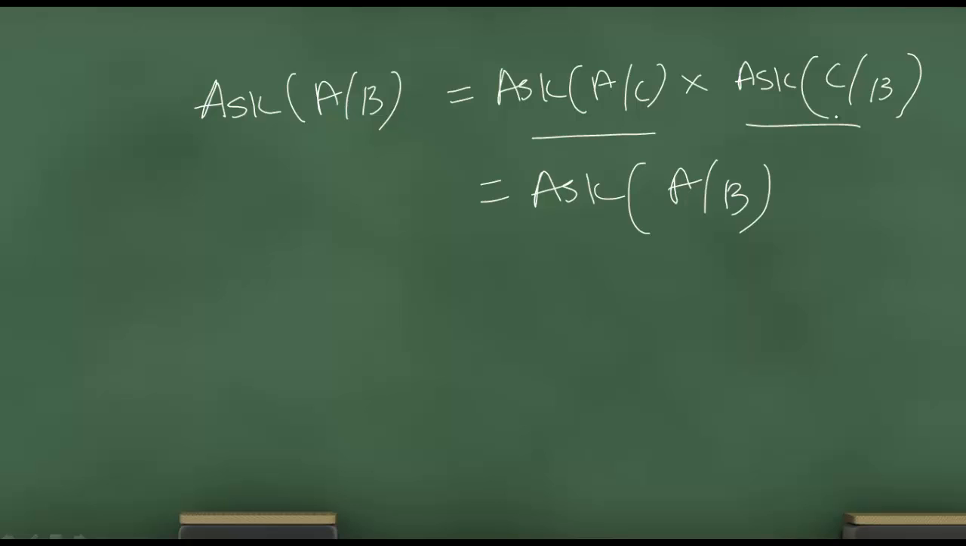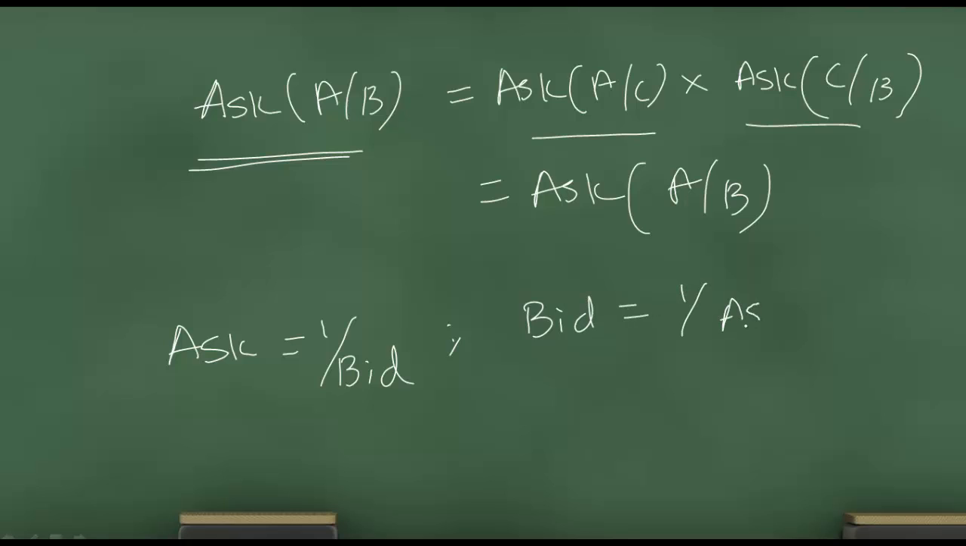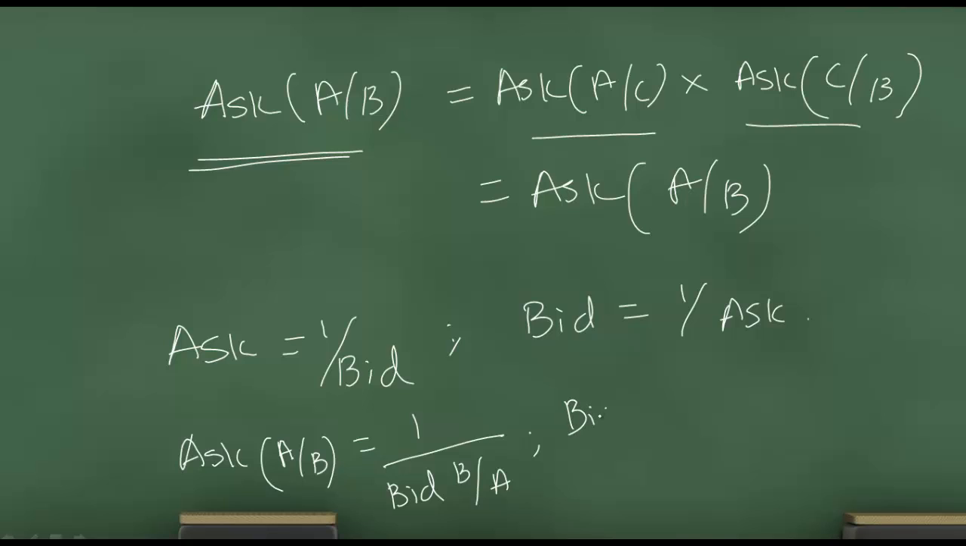To find this ask A by B, you can go for the two-way quote conversion process, wherein we know that ask is 1 by bid, and we also know bid is 1 by ask. So for example, if you want to find ask A by B, it's going to be simple. It is 1 by bid B by A. And if you want to find bid A by B, it's going to be 1 by ask B by A. As simple as that.